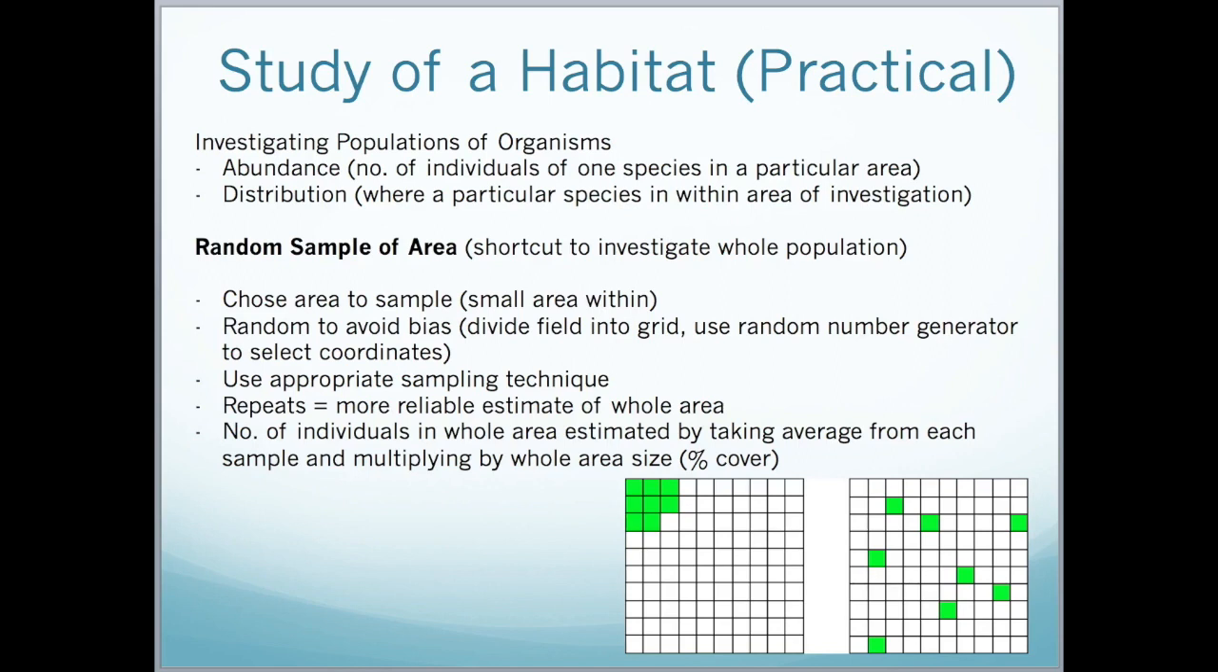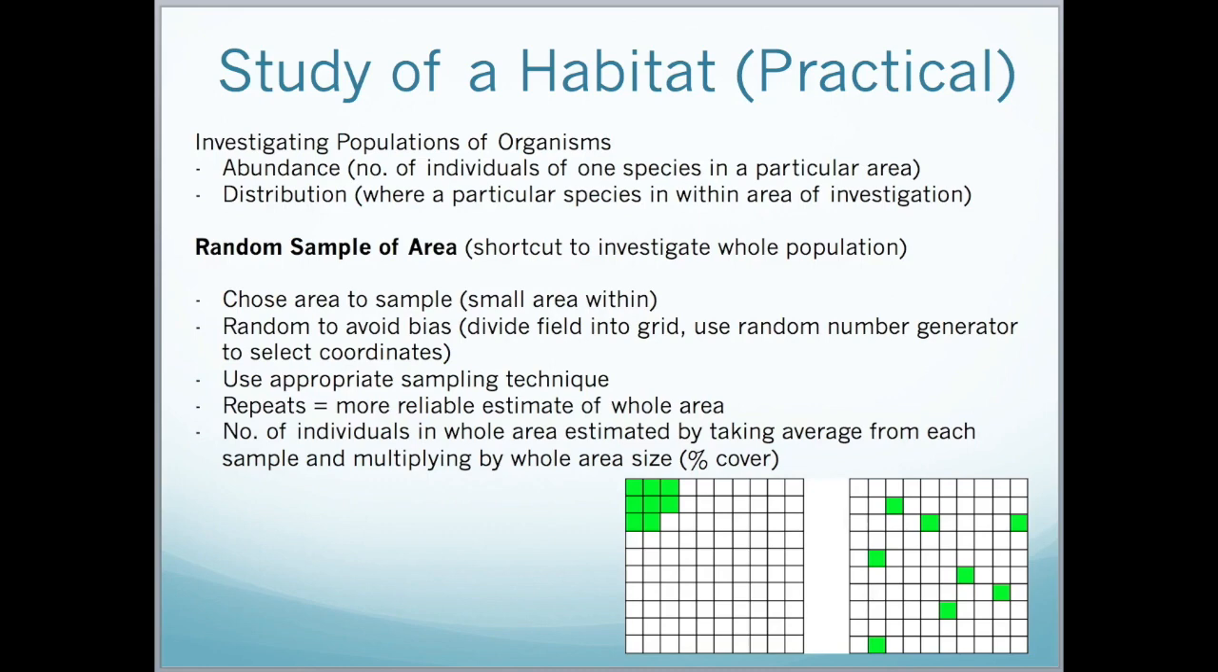We then use the appropriate sampling technique, which I'll go through in a minute. We also need to make sure that we repeat the experiment, which gives us a more reliable estimate of the whole area. And we can also estimate the number of individuals in the whole area by taking the average from each sample and by multiplying it by the whole area size. So this gives us the percentage cover.